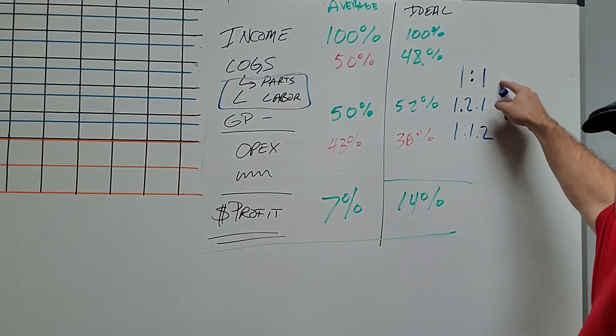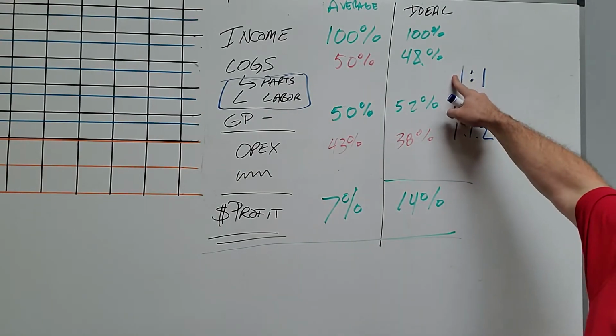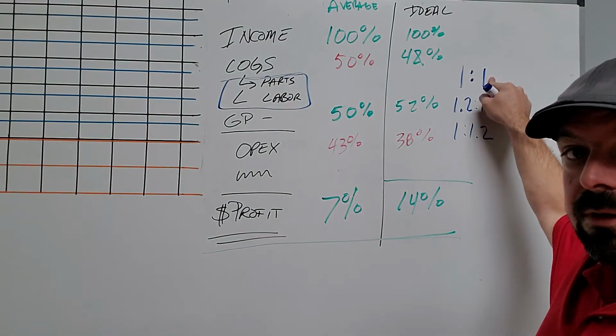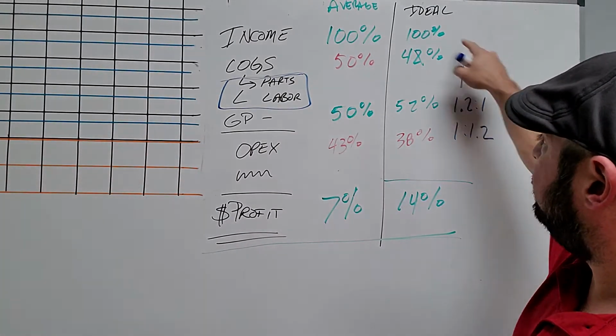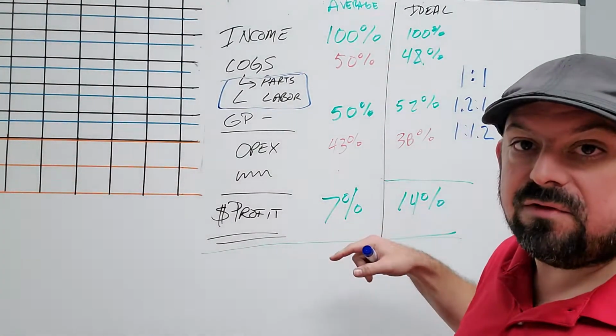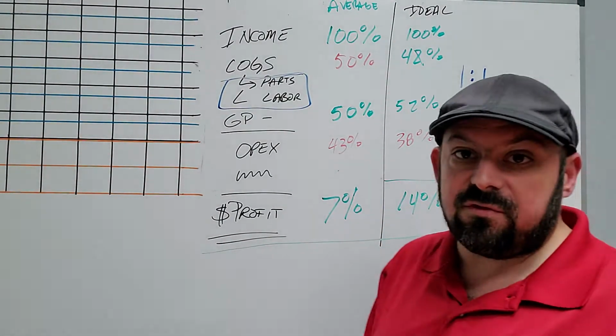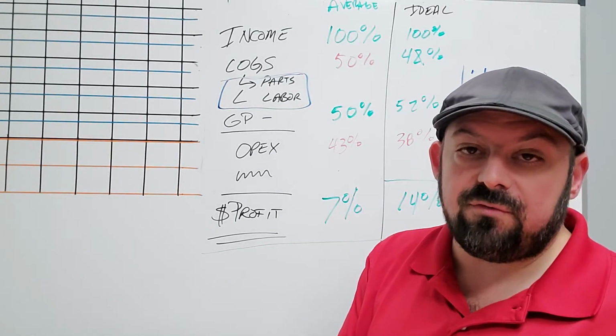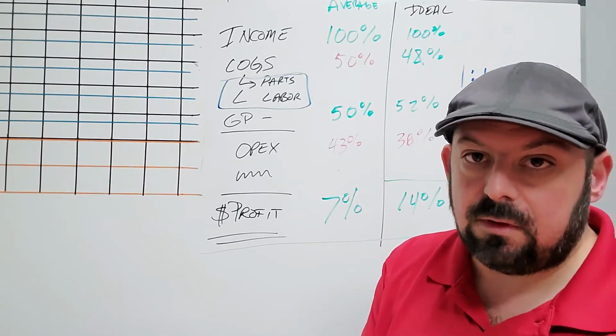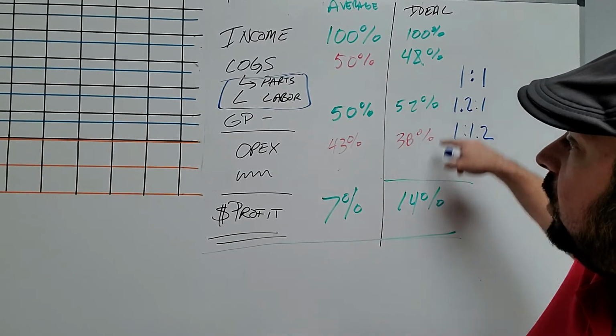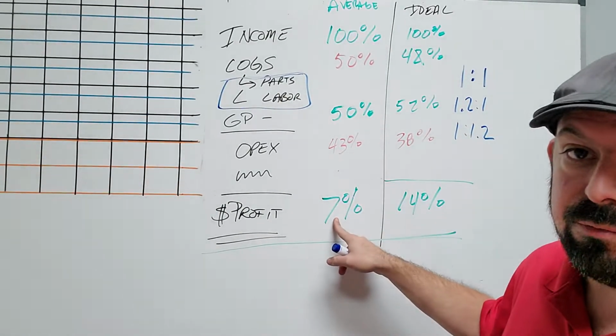But if you've got a 1.1, you know that for every hour of labor you sell, you're going to get $1 in parts. So this is going to affect all of these numbers if your margin on parts is too low. So if you're trying to make 20% on parts, you're really throwing all of this off, and that's why you're going to wind up here with 7% at the end.